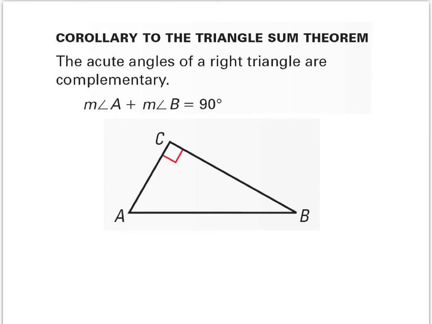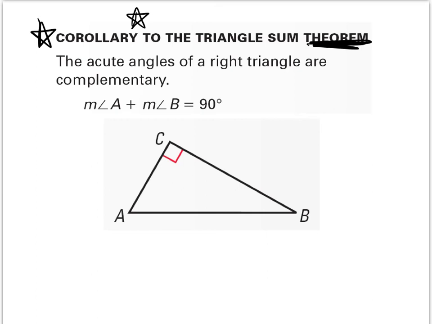Okay, so corollaries, we'll talk a little bit more about what this word means in class tomorrow. But for now, let's just think about it as a theorem more than anything. So this theorem tells us that the acute angles of a right triangle are complementary.